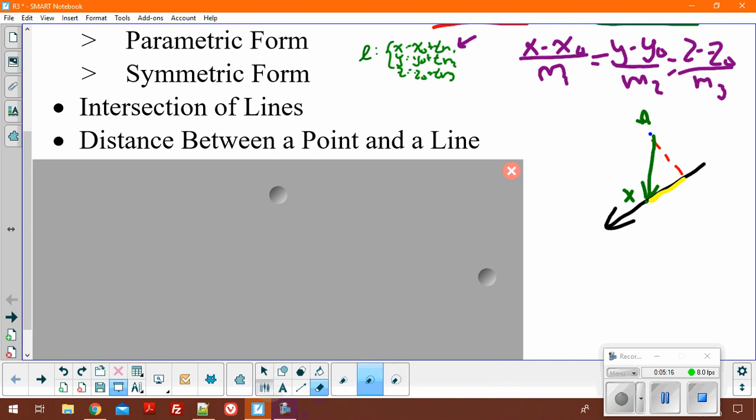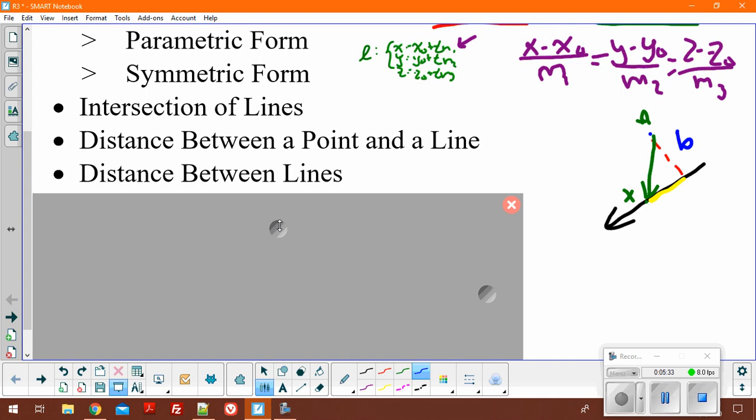Okay, so those were the steps. And again, if you need to review that, you can just return to that video and find it. But for a point and a line, we found a vector running from the point to the line, we projected it, and then used the Pythagorean theorem to find the distance.